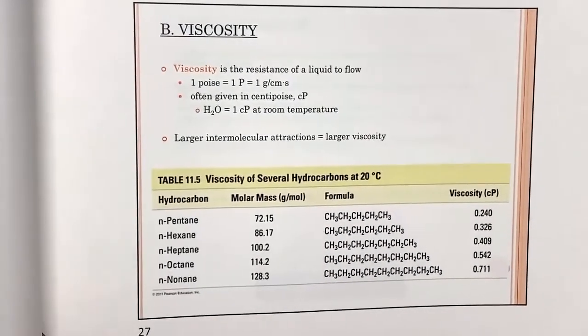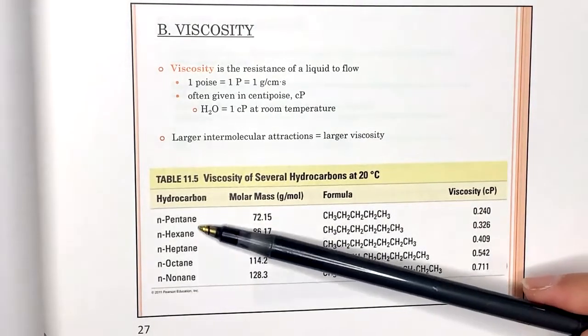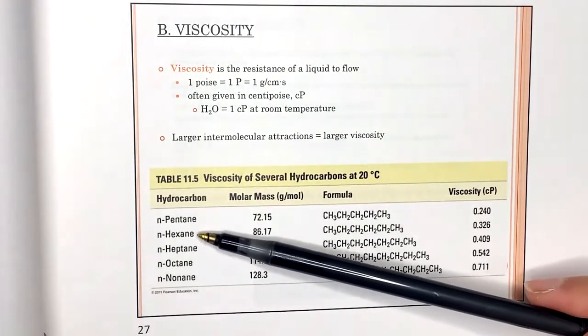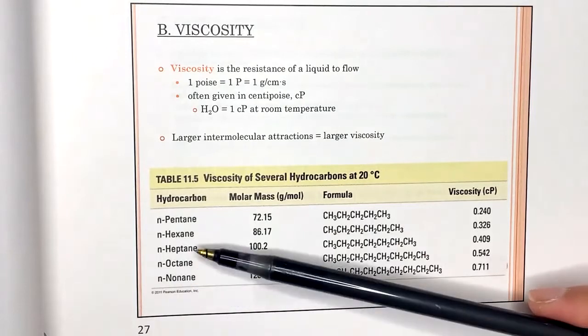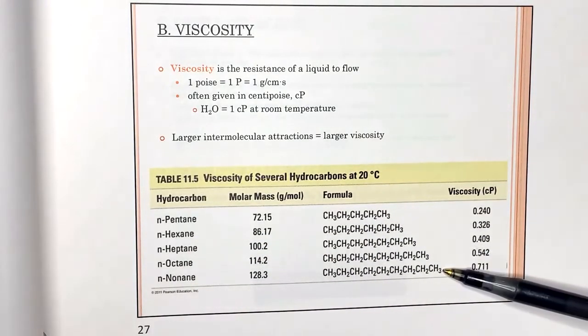The next thing that has to do with intermolecular forces is viscosity. Viscosity is the resistance of a liquid to flow. The more viscous it is, the more it doesn't want to flow. Kind of like tar: it's not easy to pour tar, but water is easy to pour. We want to compare apples to apples in this case, so we want to compare hydrocarbons: pentane, hexane, heptane, octane, nonane. Pentane has 5 carbons, nonane has 9 carbons.